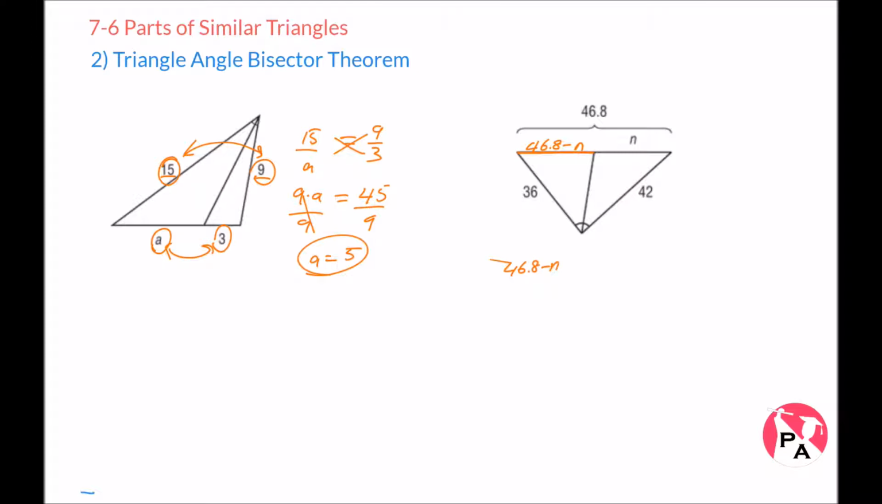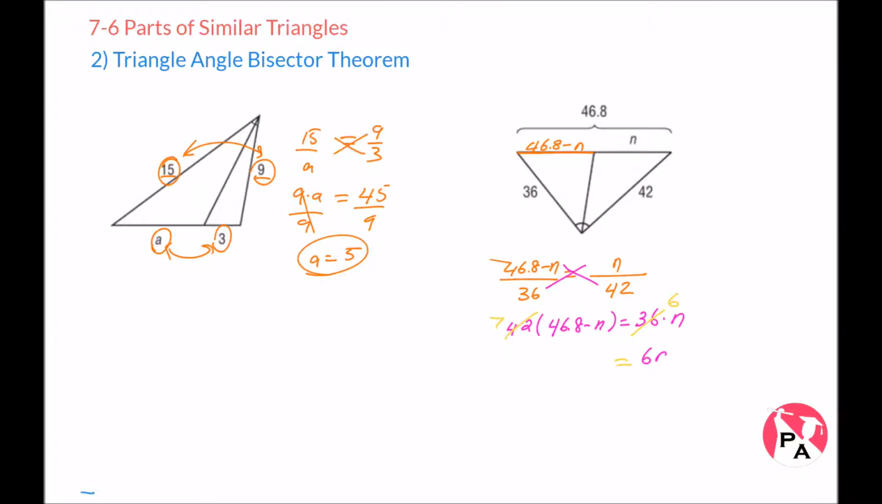46.8 minus n divided by 36 equals n over 42. The next step is cross multiplication. 42 times 46.8 minus n equals 36 times n. These two numbers can be simplified, 42 and 36. If we divide each one of them by 6, this one becomes 7, and 36 divided by 6 is 6. Now the right hand side stays the same: 6 times n is equal to 6n.